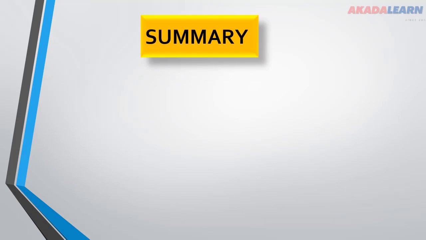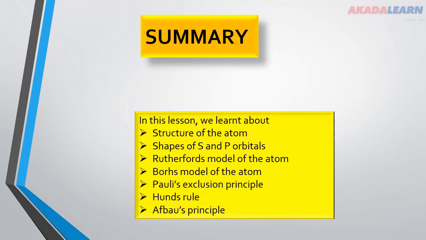Let's now take a summary of what we have learned so far. In this lesson, we learned about the structure of the atom, shapes of the s and p orbitals, Rutherford's model of the atom, Bohr's model of the atom, Pauli's exclusion principle, Hund's rule, and then the Aufbau principle.